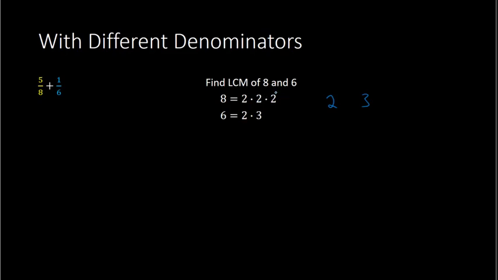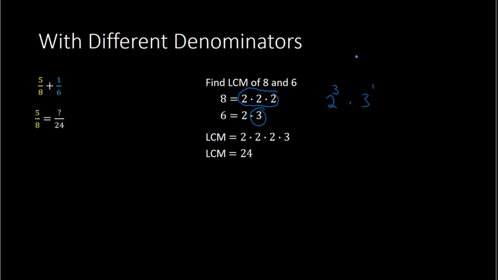So looking at the 2's, the 8 has more of them with 3. So I take 3 2's. And then the 3's, the 6 has the most with 1, so I take 1 3. And then I multiply those together. So 2 times 2 times 2 times 3 gives me 24 for the least common multiple. So then I need to convert 5 over 8 and 1 over 6 into something over 24.